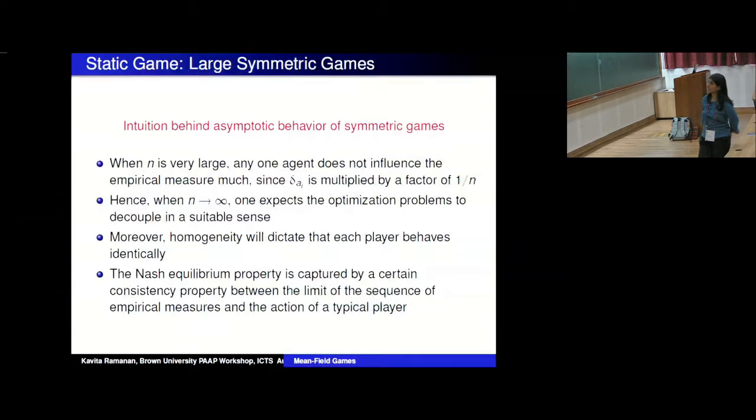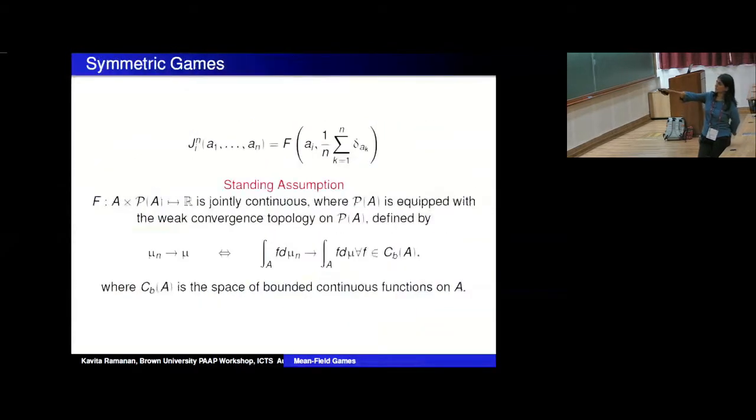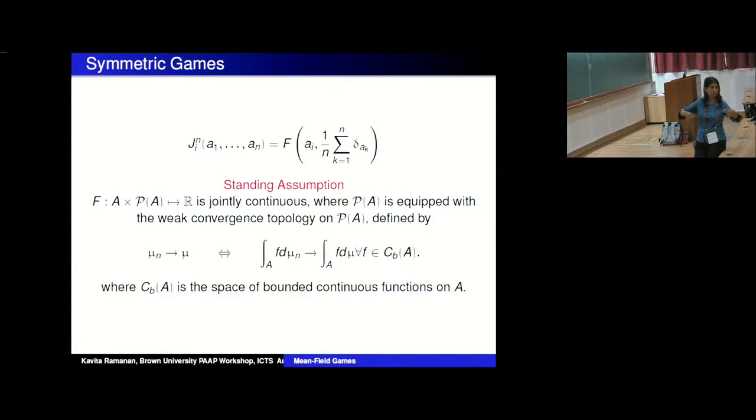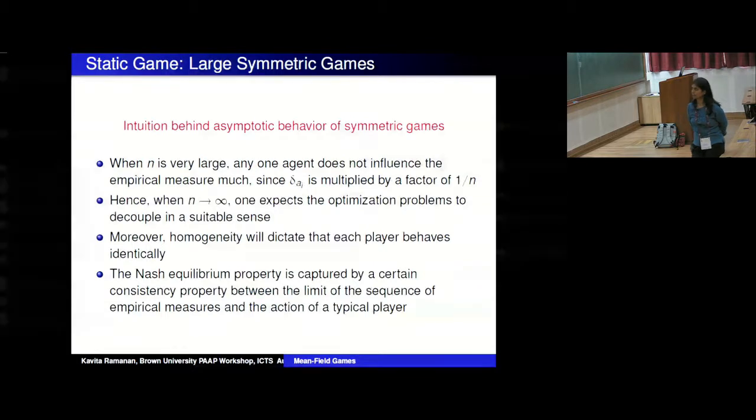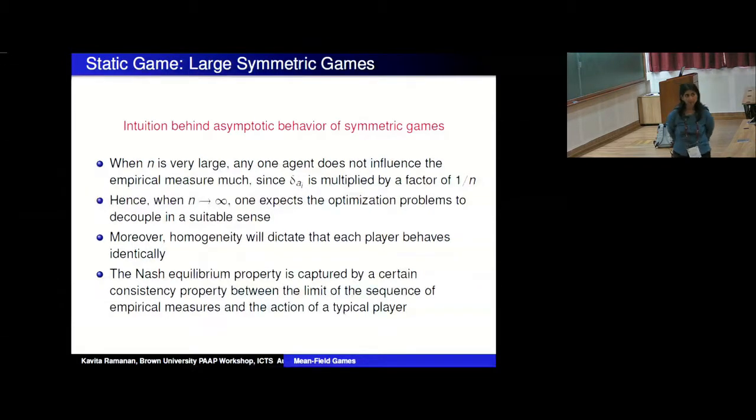Now, why do we expect that large symmetric games will somehow have a nicer property? Here's some intuition before we state the result. When n is very large, how much any person depends on any other person is really of order 1 over n. So you expect some sort of decoupling to happen between different players. When n is very large, any one agent does not influence the empirical measure much, because you have this 1 over n. And so you expect the optimization problems to decouple, and with the homogeneity, you expect there to be a typical behavior. All of them are having the same sort of behavior.